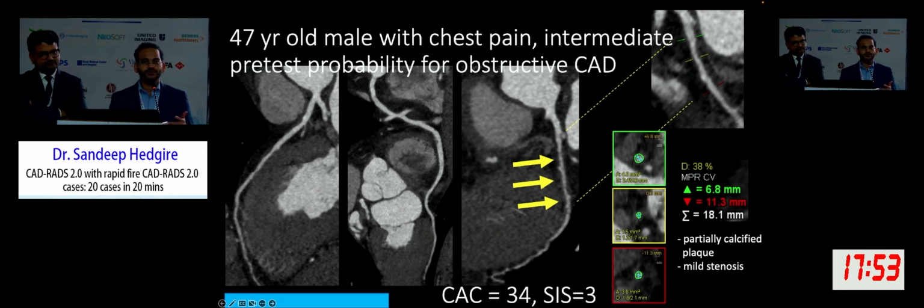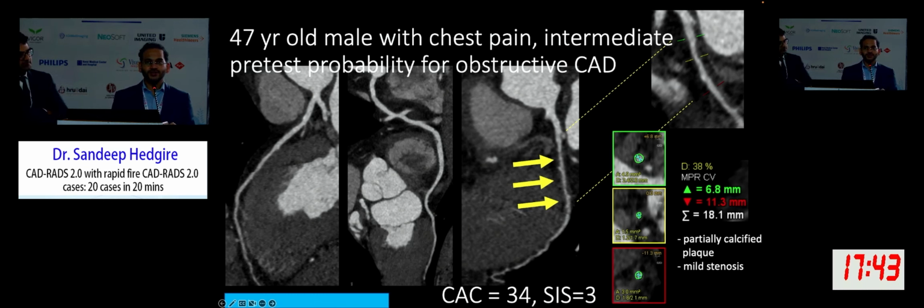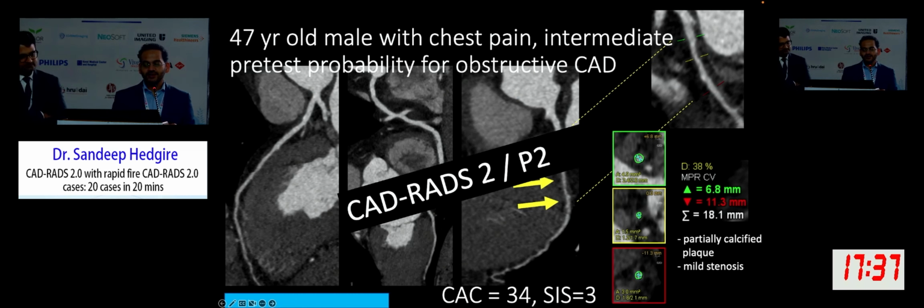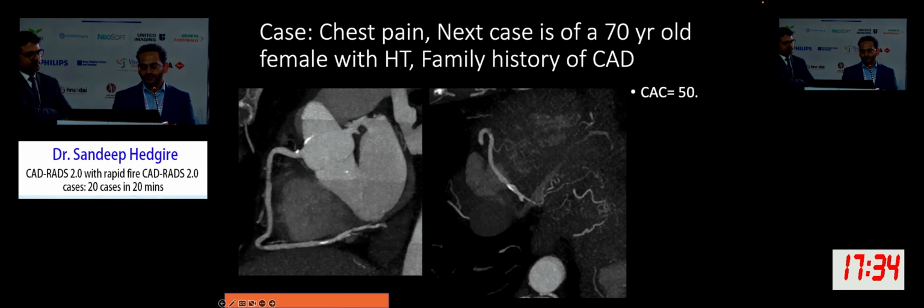Raise your hands if you think this is CAD RADS 2. Okay, most people think it is CAD RADS 2. What about calcium score? Calcium score is 34. Segmental score is 3 though. So would that be P1 or P2? P2, excellent. So this is CAD RADS 2 P2. Yeah, whichever is the larger number. You have to go with the larger number.